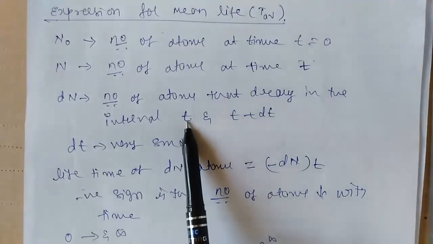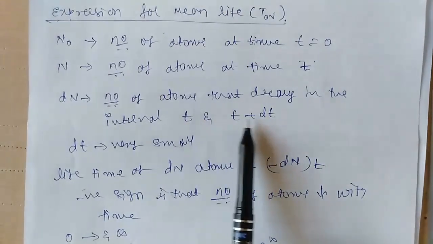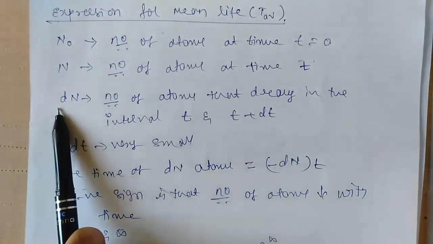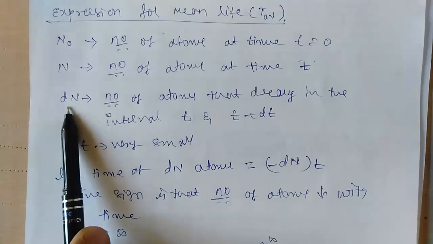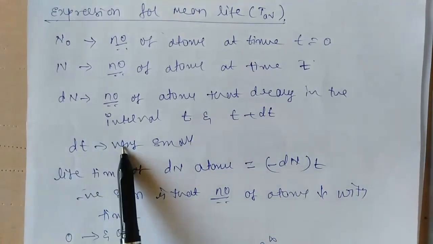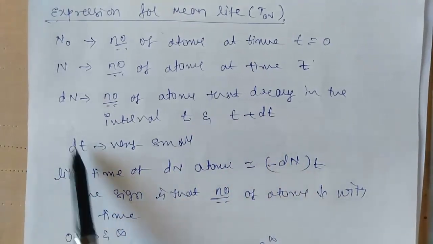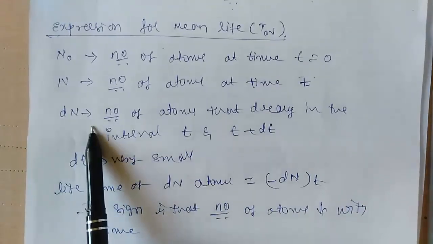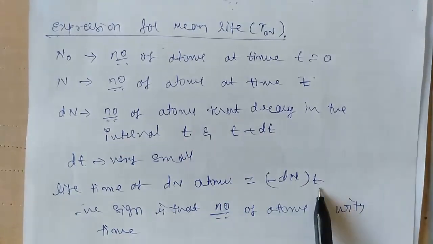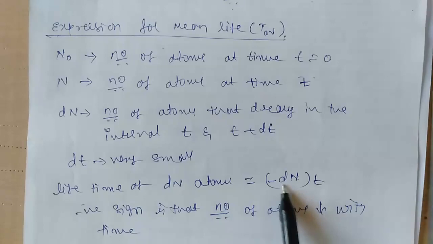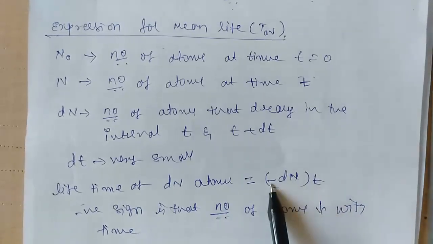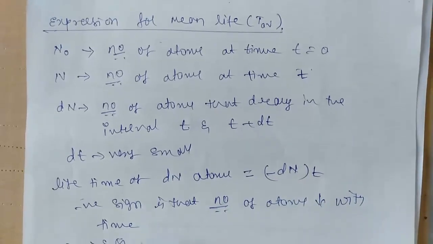Here we have a time interval t to t plus dt. In this time interval, the number of atoms that decay is taken as dN. Now, if dt is very small, the lifetime of dN number of atoms will be taken as dN into t. The number of atoms decaying in the interval is dN, and the negative sign indicates that the number of atoms is decreasing.